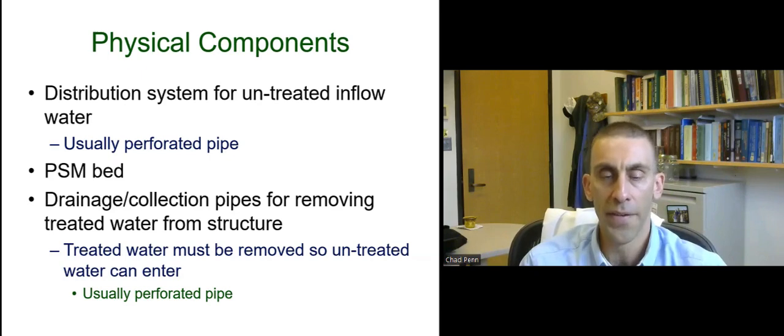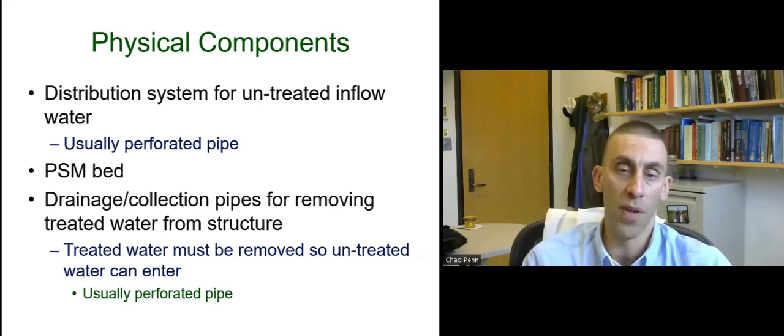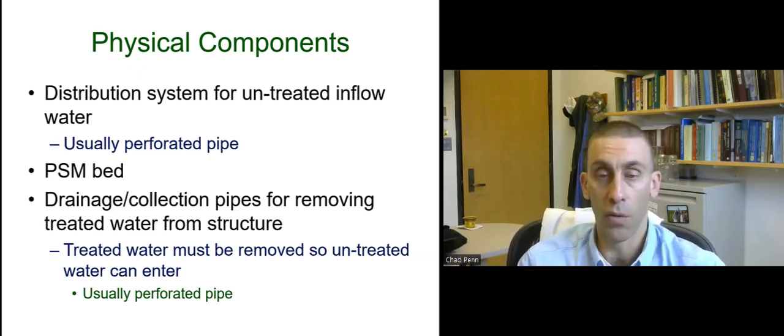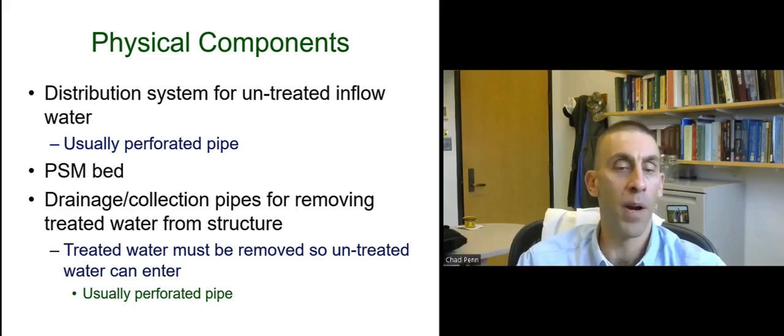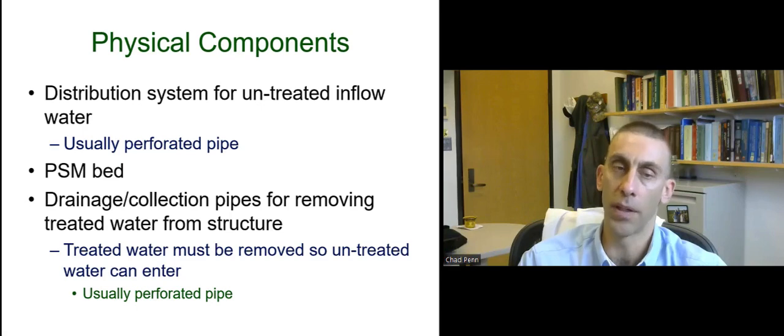So you put water in, water flows through it, and then you have to be able to remove that treated water in order for the new untreated water to enter it. Again, perforated pipe is usually used for achieving this, but it doesn't have to be.